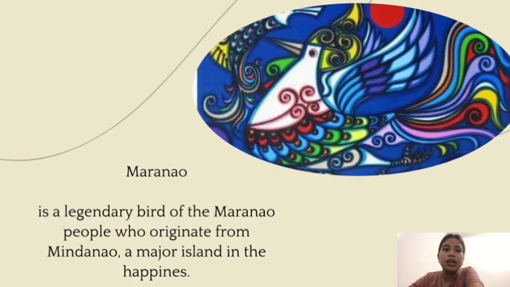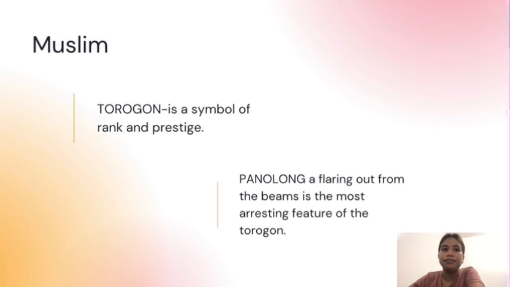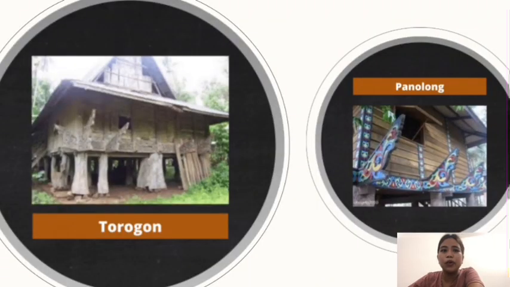Sarimanok is a legendary bird of the Maranao people who originate from Mindanao, a major island in the Philippines. Torogan is a symbol of rank and prestige. Panolong, a flaring out from the beams, is the most arresting feature of the Torogan. So this is an example of a Torogan and panolong.